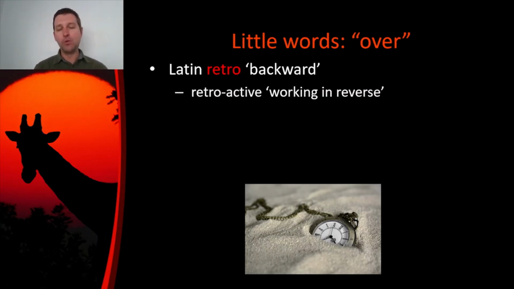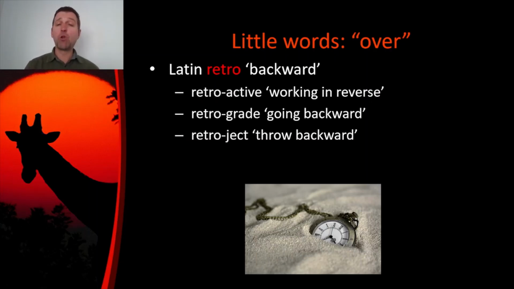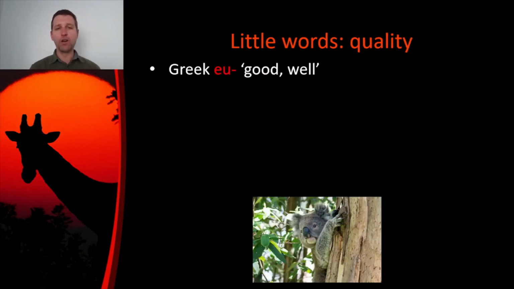But of course, we use it as a prefix as well, like retroactive means working in reverse. Retrograde means going backwards. We often use this in astrology, for instance. Mercury is in retrograde, which means that it is going backwards, at least from the perspective of Earth. Retroject means to throw backwards. And retrospective, if we're doing a retrospective, then we are looking back in time and seeing how far we've come and seeing how things used to be back then. That's the meaning of retro in these words.